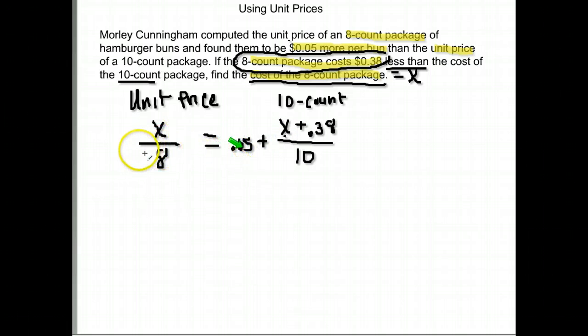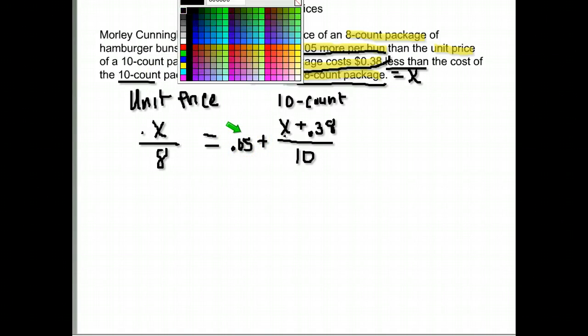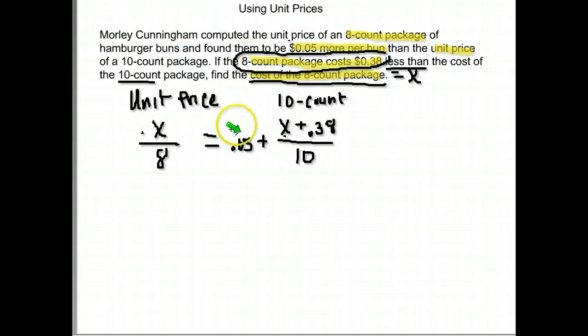Okay, so again, here's what we've set up. The unit price of an 8-count package is equal to the unit price of a 10-count plus 5 more cents. So we're setting their unit prices equal to one another. And now we need to solve this equation. Now the best way to deal with all of these fractions is to just multiply by the denominators. There's a denominator here and here, so that we don't have them anymore. The catch with that is you have to multiply everything by those numbers. So this had a denominator of 8, so I'm going to multiply everything by 8. Everything.